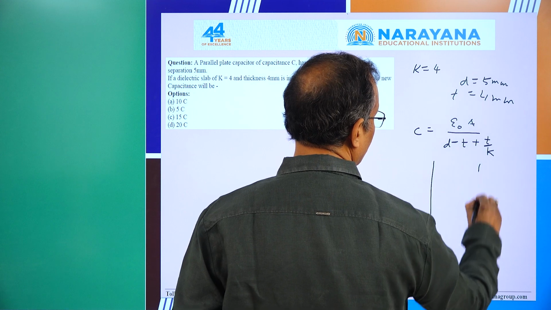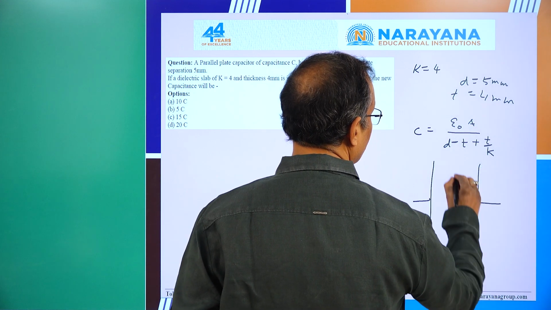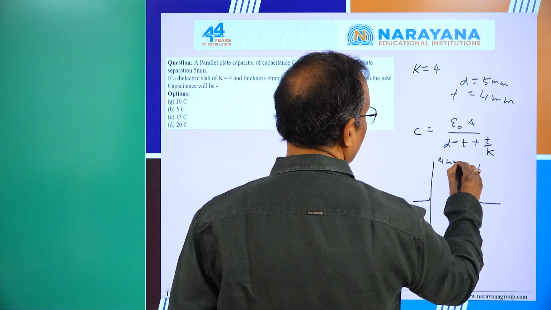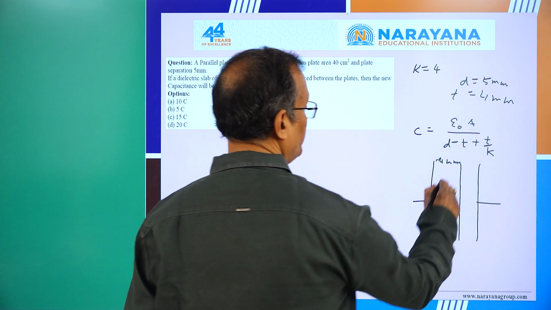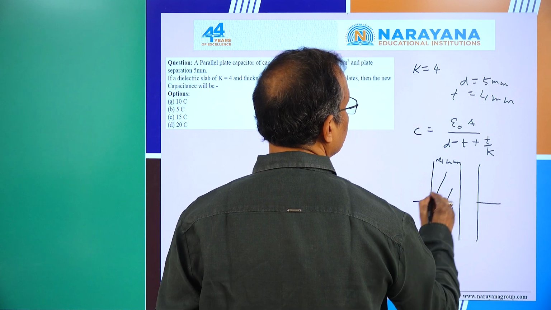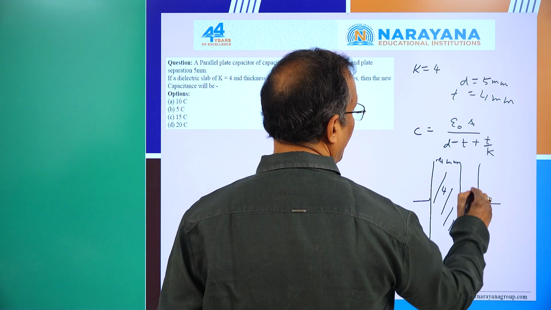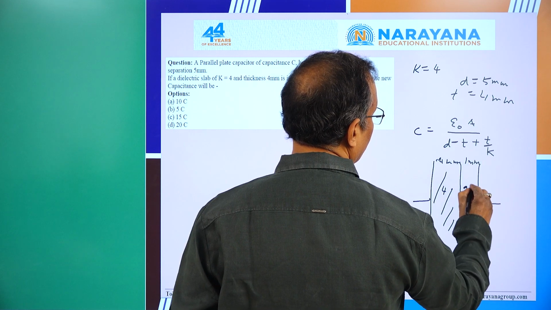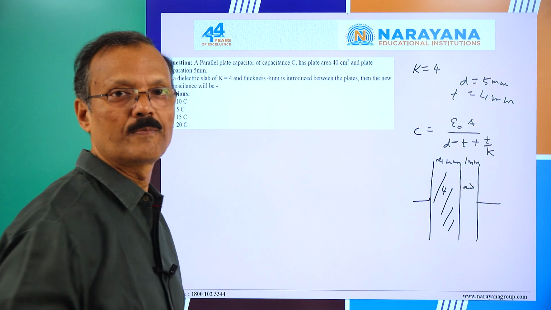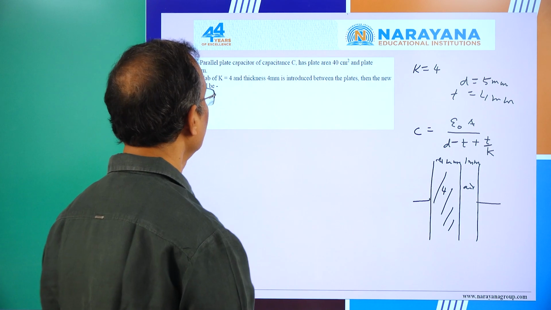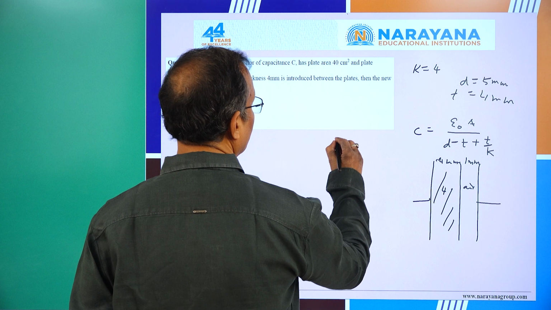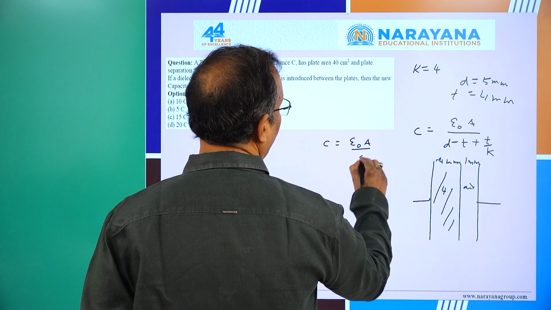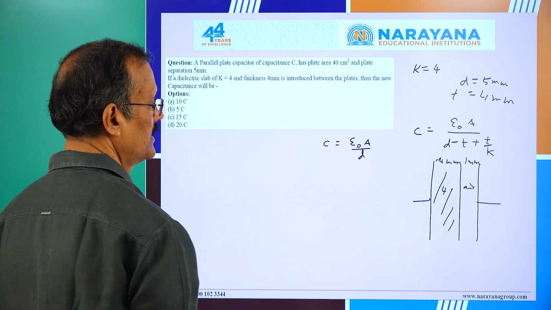This is the capacitor. In the capacitor, up to 4 millimeter they have a medium whose K they have given you as 4, and here 1 millimeter you have air. Am I right? Now C will be equal to epsilon naught A by D. Clear?